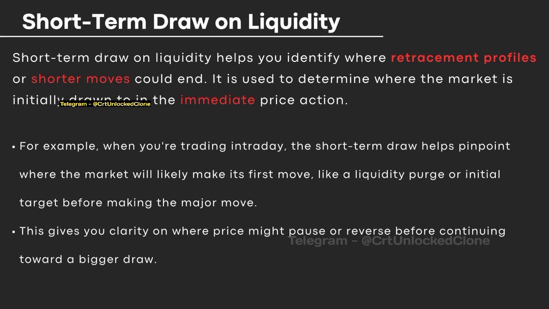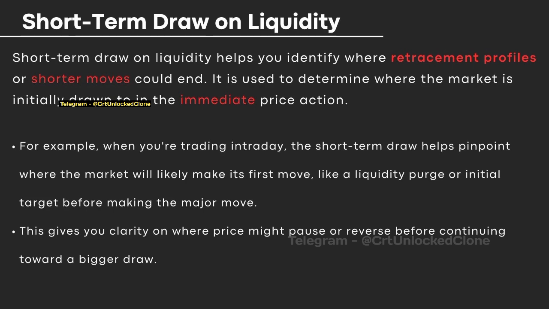Let's move on and start off with discussing the first type of drawn liquidity, which is short-term drawn liquidity. The simple introduction would be that short-term drawn liquidity, or directional bias, helps you identify where retracement profiles and shorter moves could go to and could potentially end. Simply meaning, short-term drawn liquidity is used to determine where the market is initially drawn to in the immediate price action and the immediate time period.